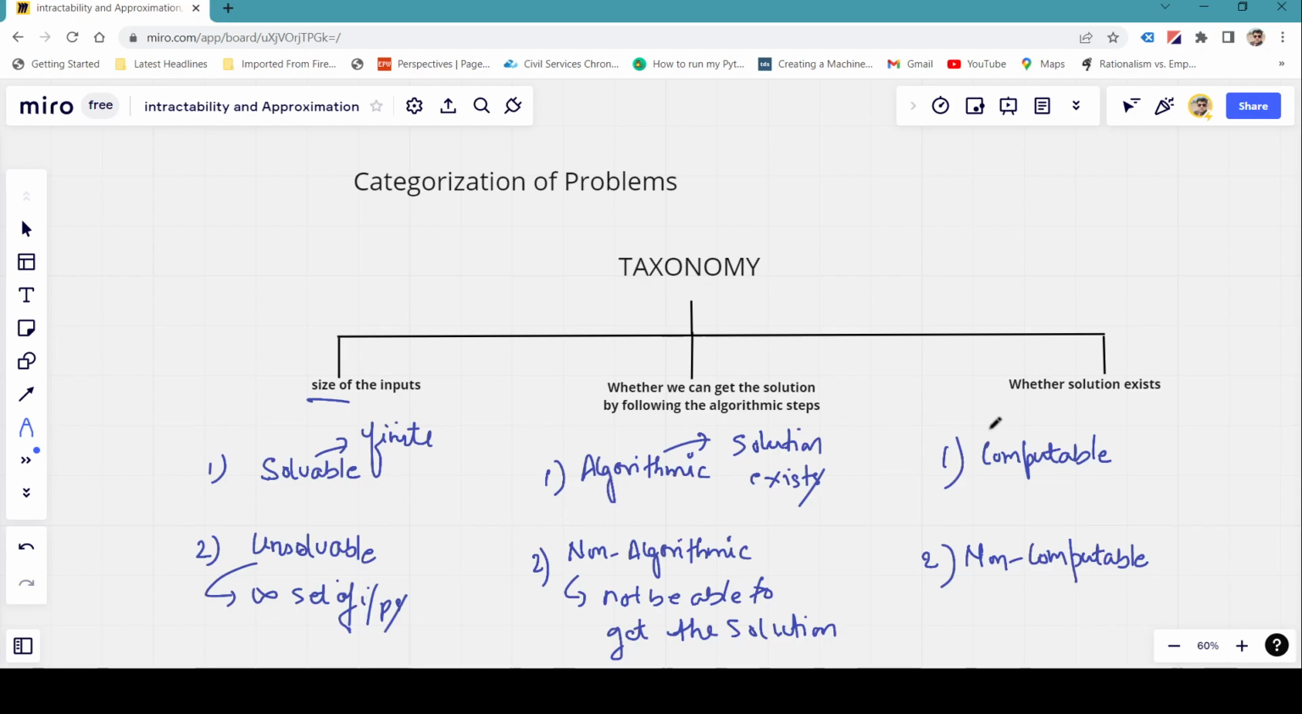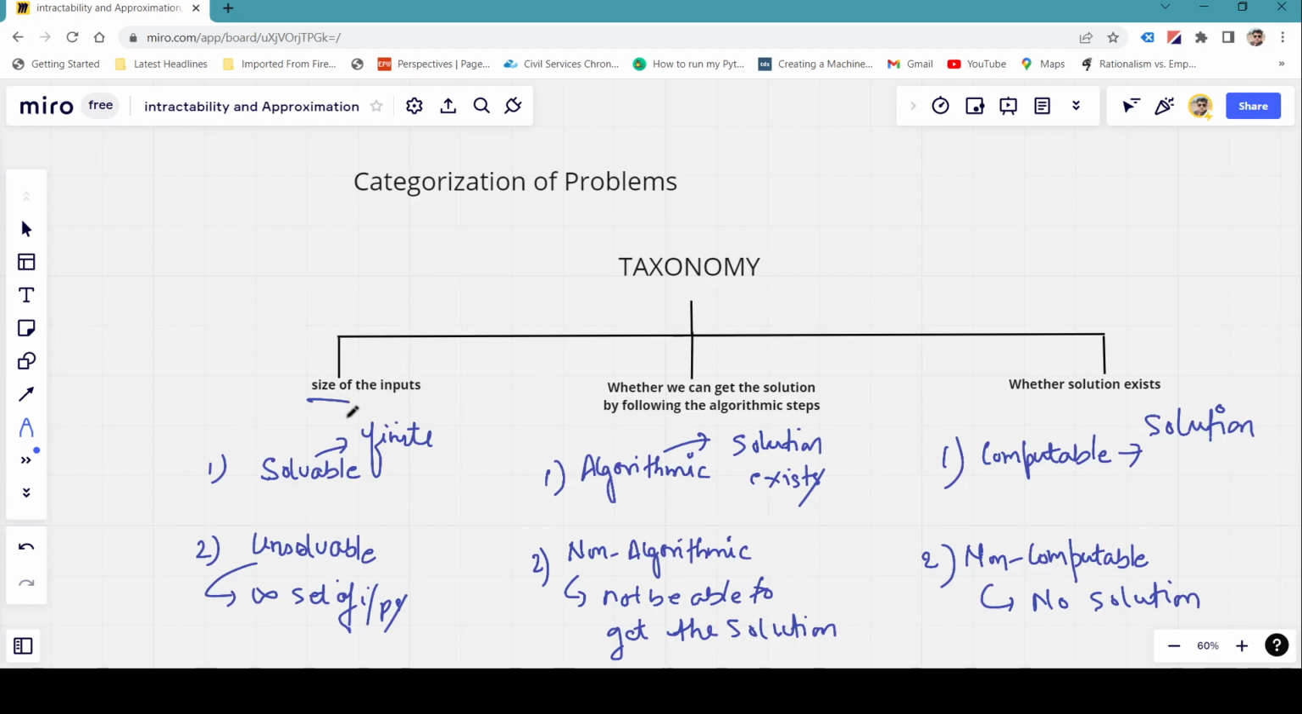There is a last categorization, and that is on the basis of whether or not you are going to get a solution. Problems are computable if a solution exists. There are some problems for which a solution does not exist, and those problems are called non-computable. If there is no solution, you will never be able to get one.